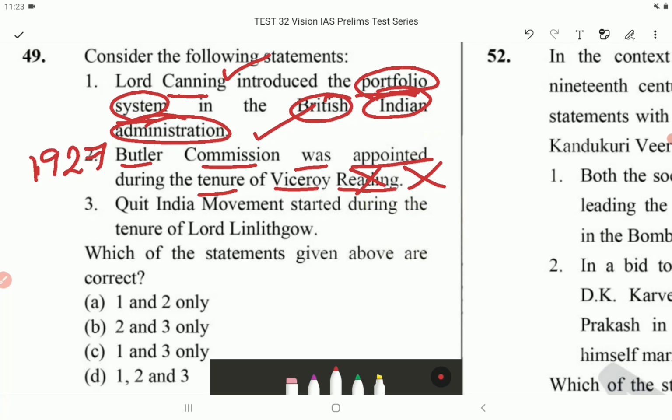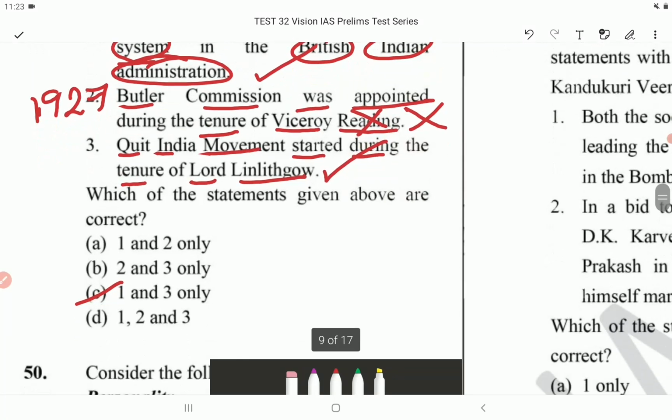Number 3. Quit India movement started during the tenure of Lord Linlithgow. This is correct. Which of the statements given above are correct? The correct answer is option C, that is 1 and 3 only. Now let's come to question number 50.